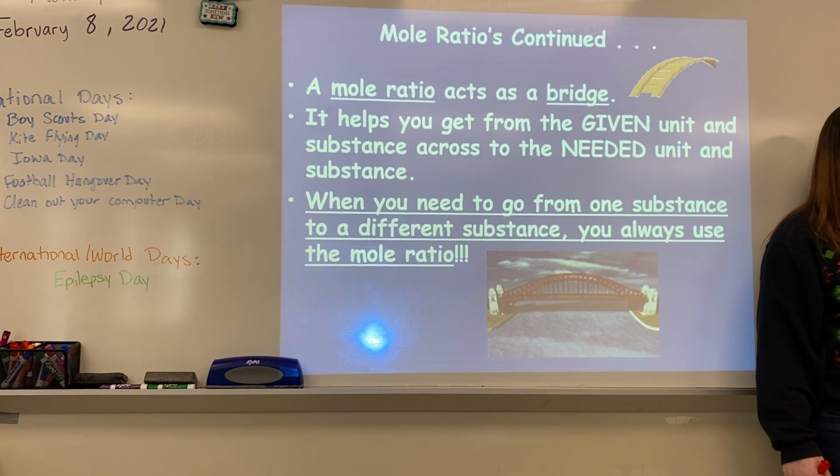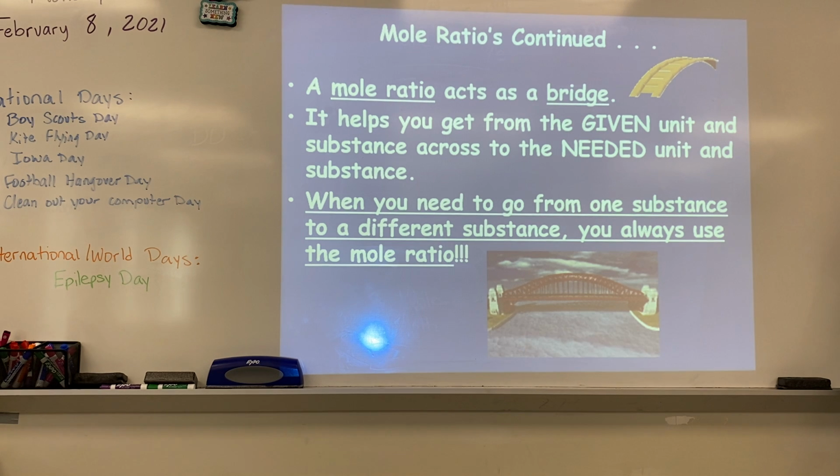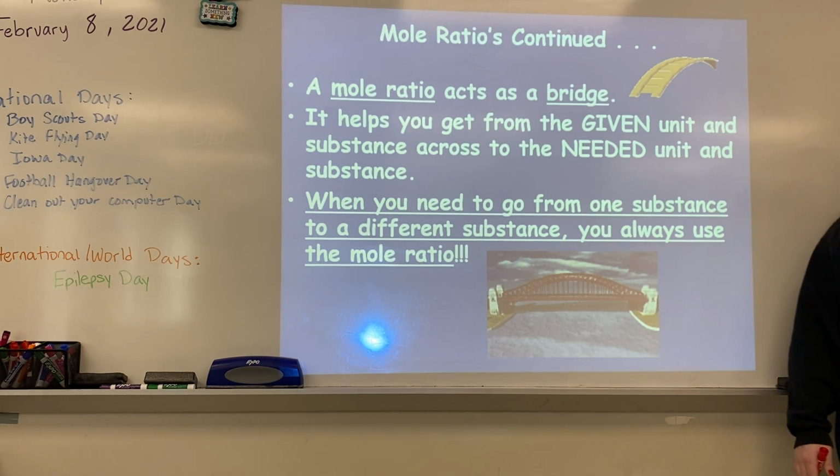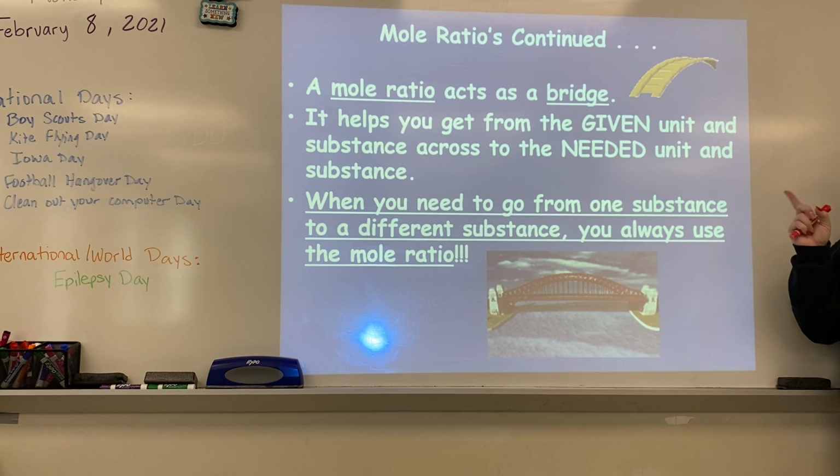You cannot go from one substance to another unless you are using the moles of those 2 things. You can't go from grams to grams. You can't go from number of particles to number of particles. You have to go from moles of one thing to moles of another thing. So at that point, you are going to use a mole ratio.